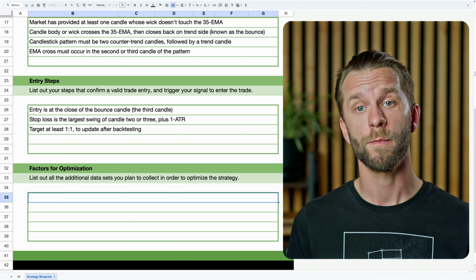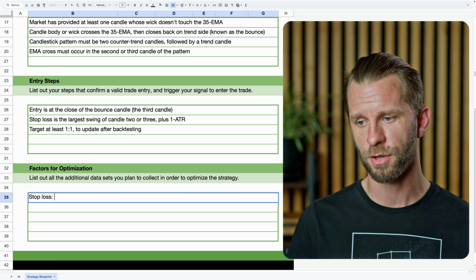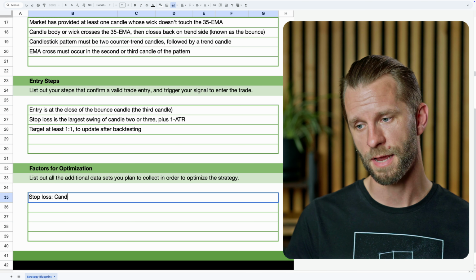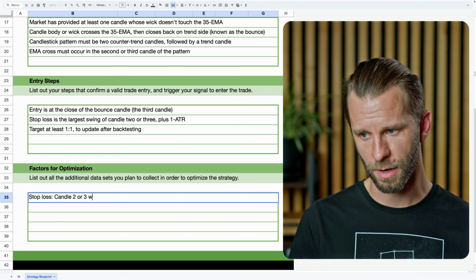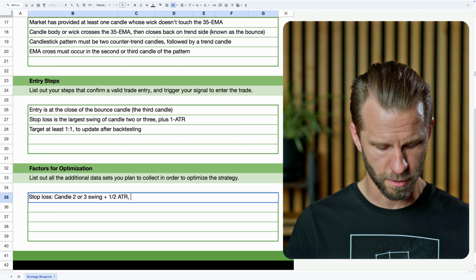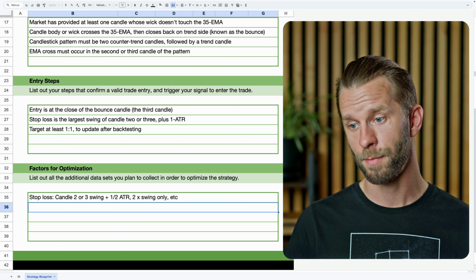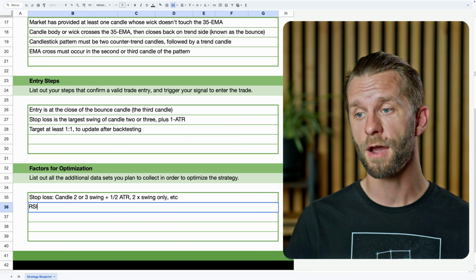If I were to come up with some factors for optimization now, I might start with looking at the stop loss. Let's say we'd take candle 2 or 3 swing like we did and add just half the ATR instead of one whole one, or we could say 2 times swing only. Plenty of options there. Perhaps the RSI as well.